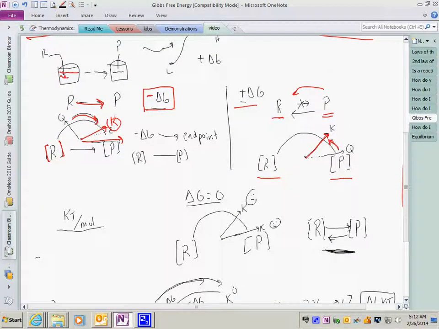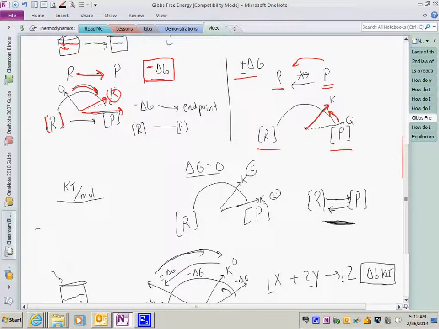Now, there is also the possibility that my delta G equals 0. In this case, what I've designated as my end point, whether it's right here, or at the actual completion point, or highly reactant favored, wherever my end point is, I currently have my ratio of reactants to products at that point, and I ain't going nowhere.